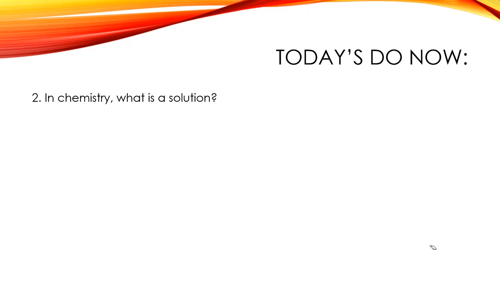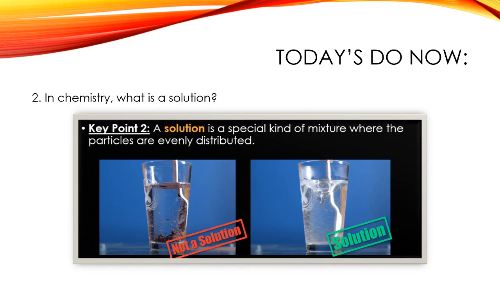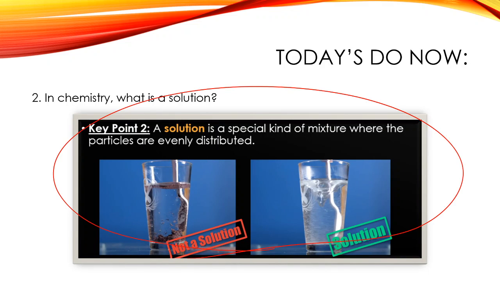Question number 2. In chemistry, what is a solution? Now, I was disappointed that so many folks missed this one because I feel like we spent a good bit of time practicing solutions and we showed a whole bunch of different examples. But this is where I originally gave the definition for what a solution is. So in our lesson on mixtures, I think it was lesson 7, we learned that a solution is a special kind of mixture where the particles are evenly distributed.